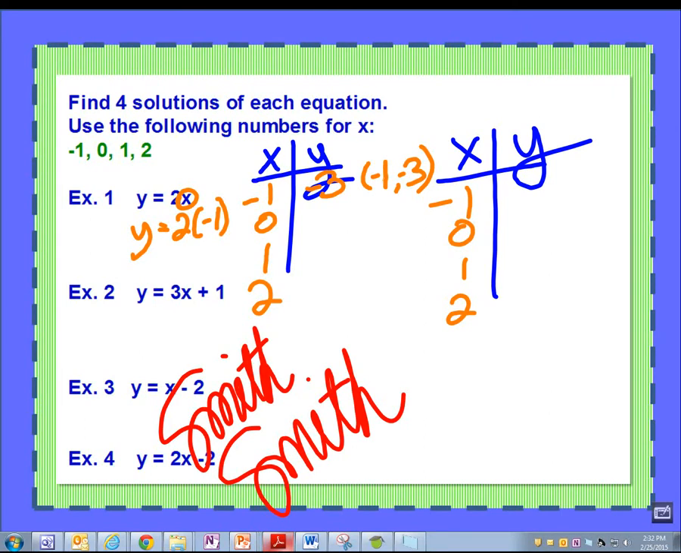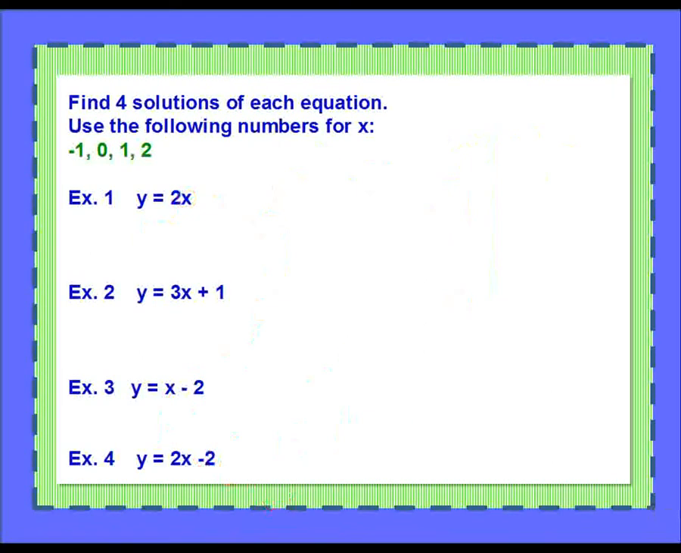Time's up, batter up. Here we go. Let's see how you did. For the first one, -1, -2, 0, 0, 1, 2, and 2, 4. Good.